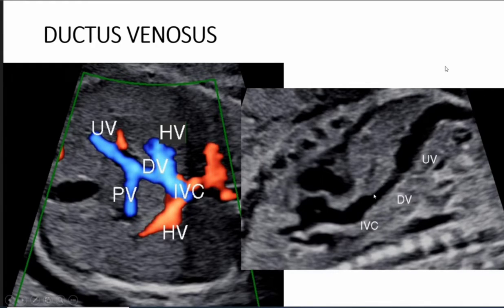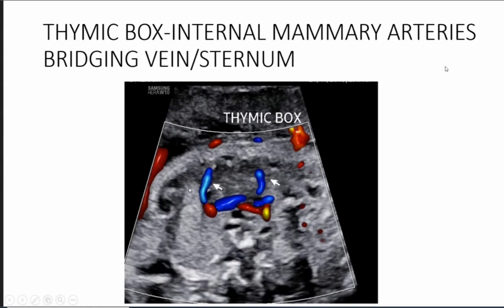Finally, we need to show the ductus venosus. It can be shown in a mid-sagittal plane, that's the umbilical vein, ductus venosus, IVC, or it can be shown in oblique coronal plane, that's the umbilical vein, portal vein, ductus venosus, IVC.